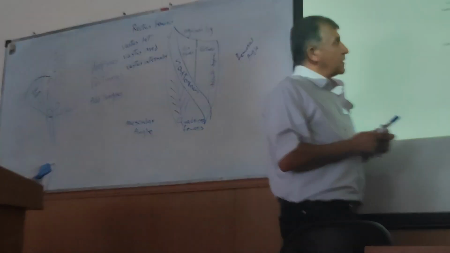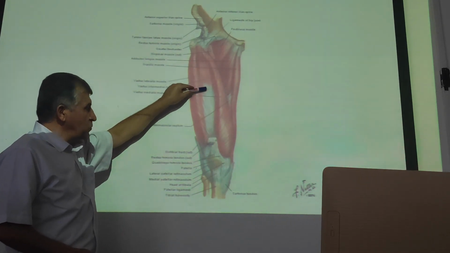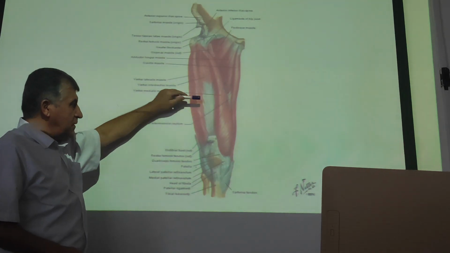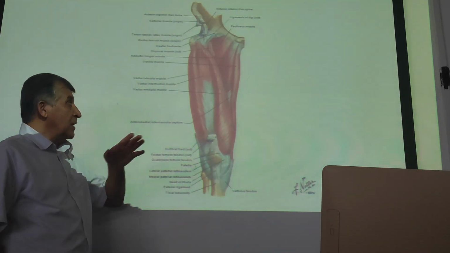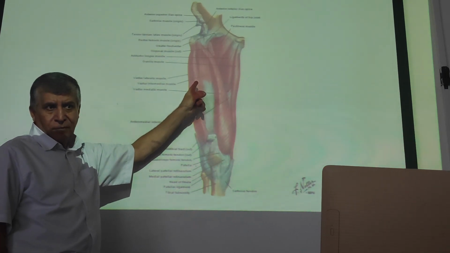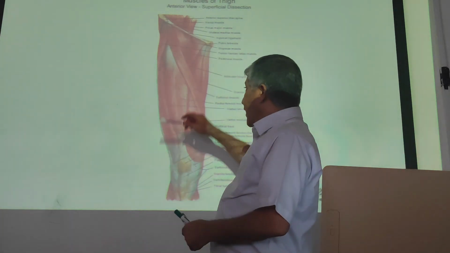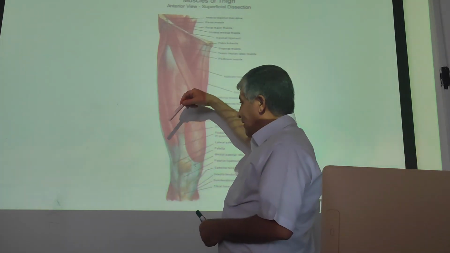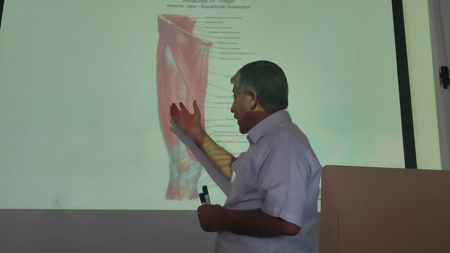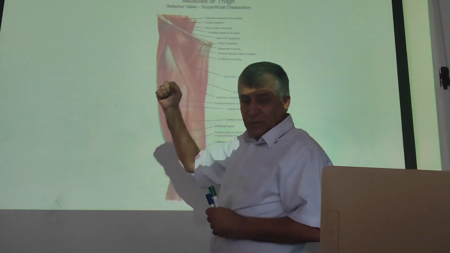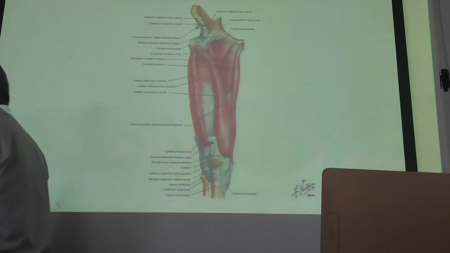In this figure, you can see rectus femoris, vastus medialis, vastus lateralis. We cannot see vastus intermedius because vastus intermedius is deep to rectus femoris. When I remove rectus femoris, we can see vastus intermedius. Okay?